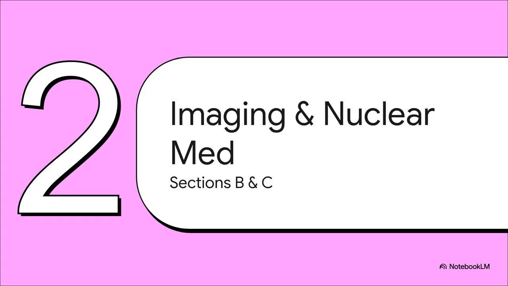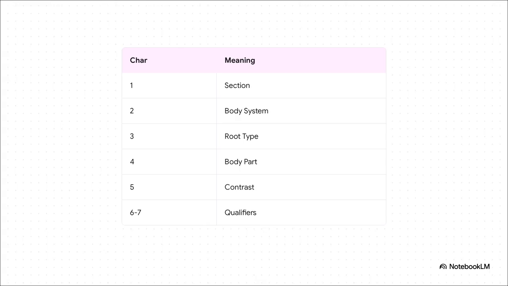Moving right along to section 2, imaging and nuclear medicine, which covers sections B and C. Let's look at the structure here. Notice how the 7-character rule remains completely steadfast, but the definitions of those characters adapt. In section B for imaging, character 5 now defines the contrast used rather than the surgical approach. And honestly, this makes perfect sense clinically, because in an X-ray or an MRI, whether the procedure is unenhanced or uses high or low osmolar contrast, that is a primary driver of the clinical data.